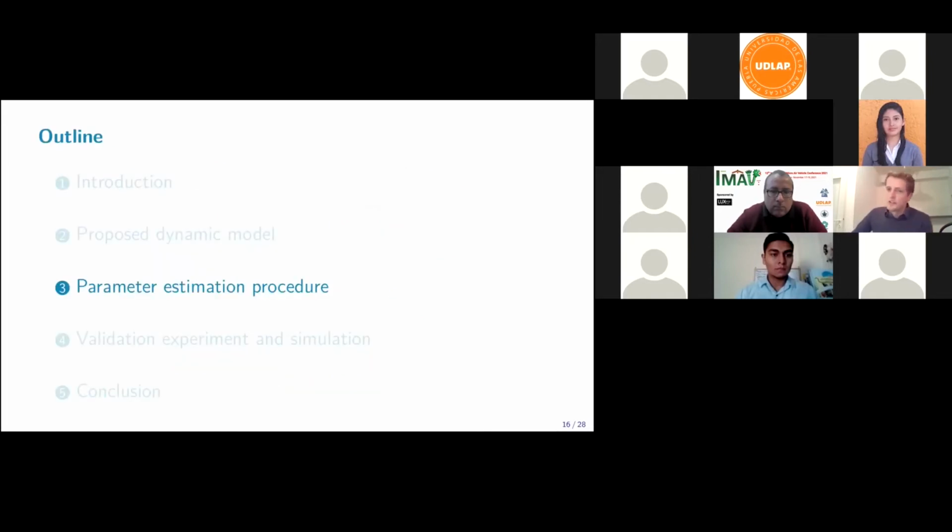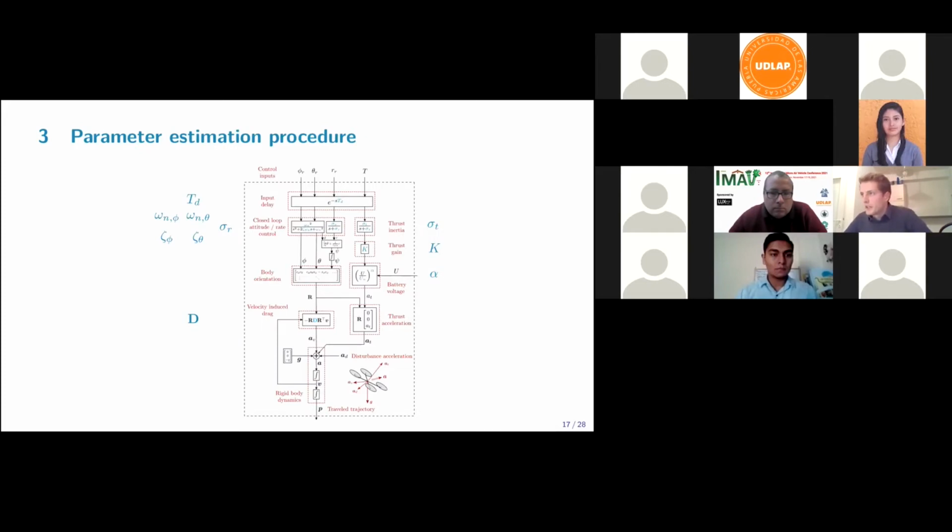Now this model has a number of parameters, 12 to be exact, and they need to be estimated. So we have a delay time, we have the parameters for the second order and first order systems. We have a thrust gain, battery voltage exponent, and then the drag matrix D, which contains on the diagonal the drag acceleration coefficients.